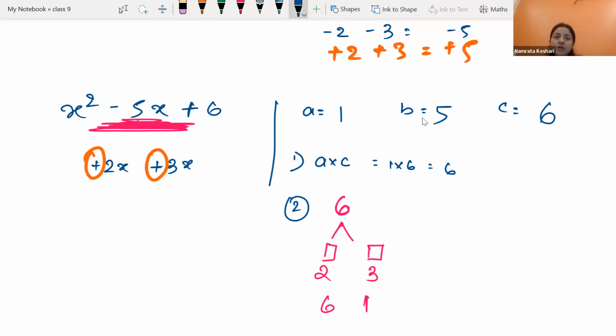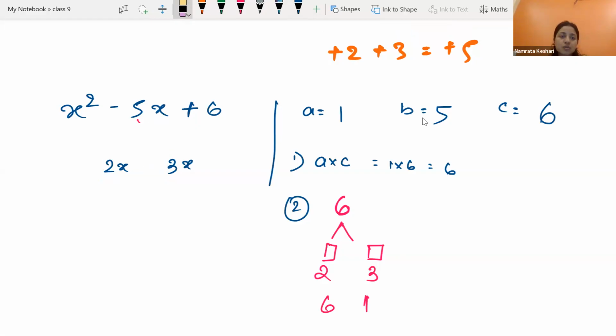Yes, ma'am. Okay, so how will you split? AC is giving you the idea that these two numbers can be taken, but which one is positive and which one is negative, you have to decide by yourself using the integer chapter concept. I will show you such questions as well, so don't get confused.